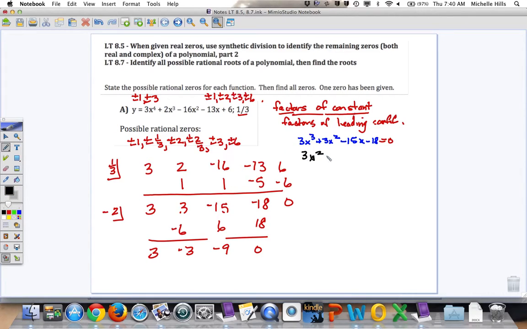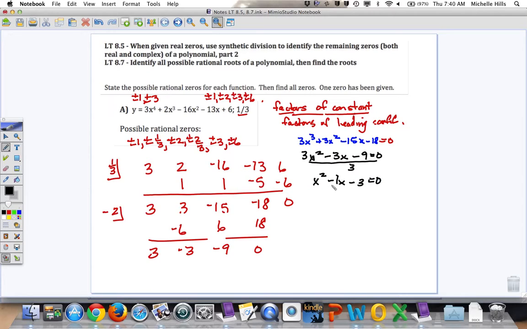3x squared minus 3x minus 9. And as soon as it's down to a quadratic, I can use the quadratic formula or factoring or completing the square depending on what will work. I want to find when it's equal to 0. Since everything here is divisible by 3, the first thing I would do is divide everything by 3. So I'd have x squared minus 1x minus 3, minus 1. No, minus 3 equals 0.